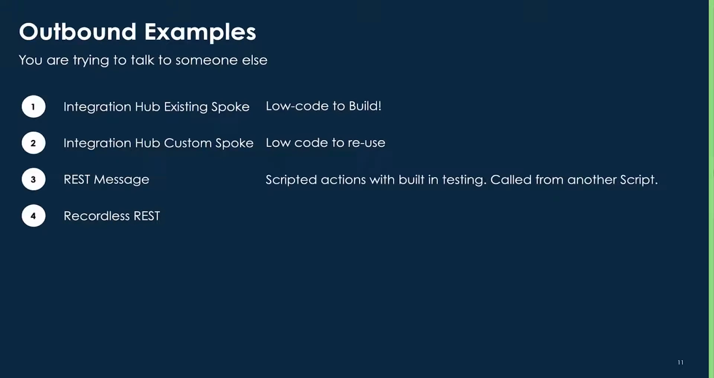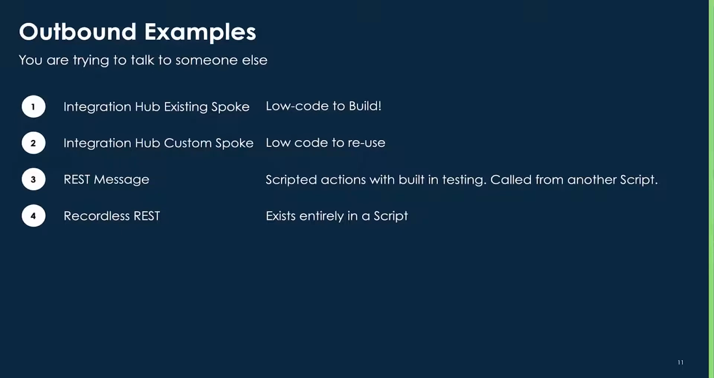Next is REST message. This is the pro code way to do it, where you're going to have to write a bunch of code. You need to understand more about what you're doing, but it gives you far more control. It also lets you test it with example parameters and see if you're getting back the results that you expect or not. Finally, there's recordless REST, which is even more pro code. It doesn't have a REST message record that you'd find in the navigator. It just exists in a business rule or something, and that's the only place it exists. Another downside of it is it limits reusability because it only exists in that one place.